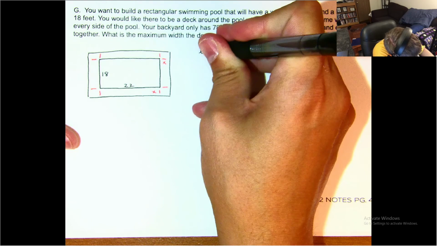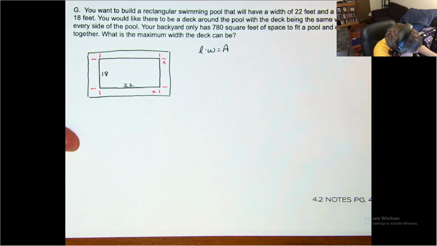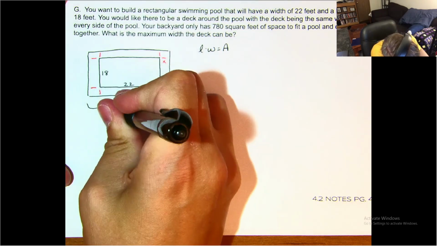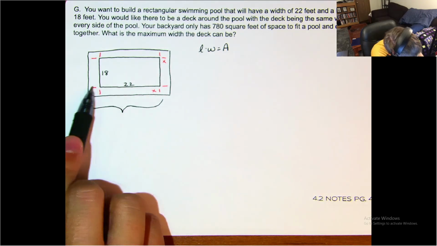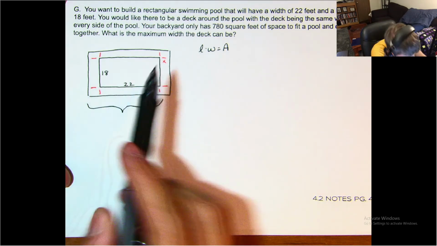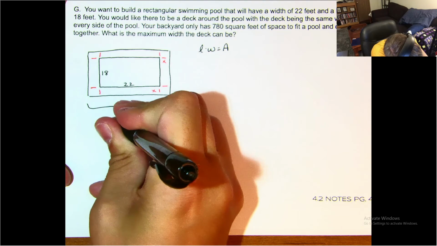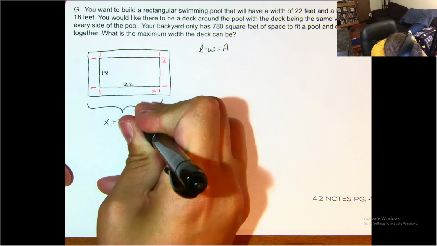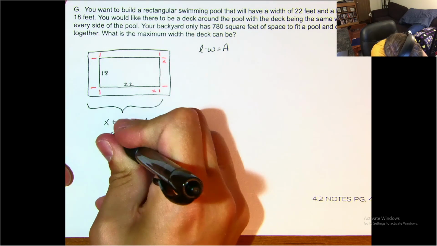We know the length times the width is going to be equal to my area. So let's figure out my length here. It's going to be length x plus 22 plus x. So x plus 22 plus x, that's 2x plus 22.